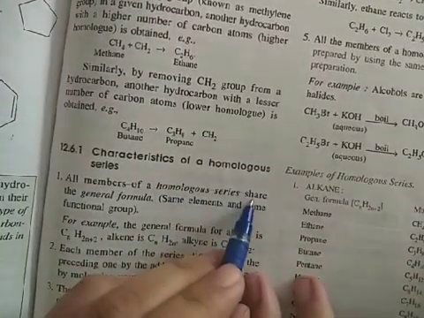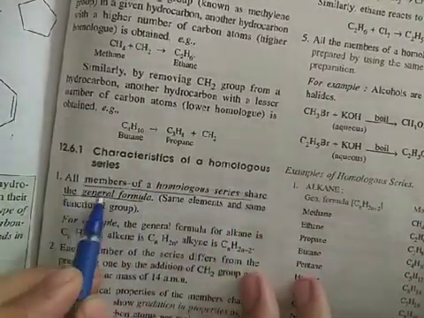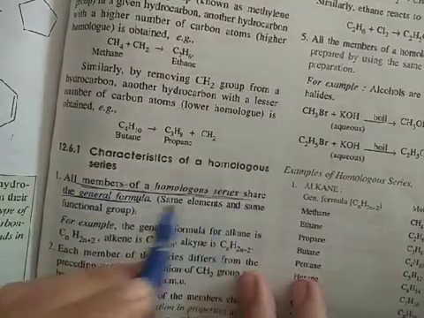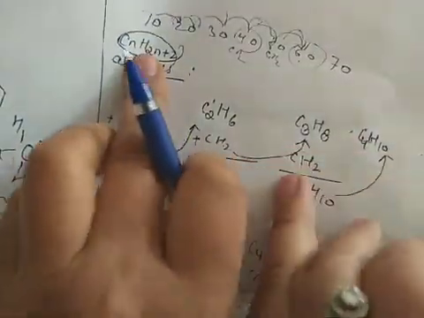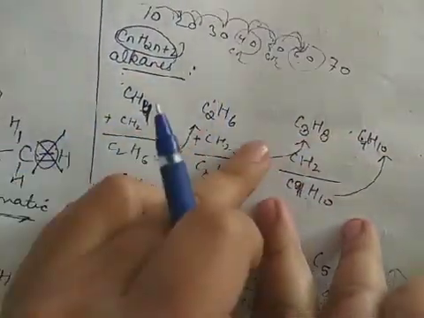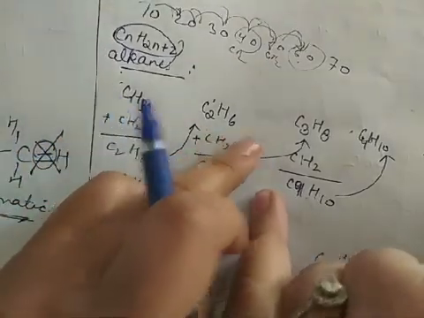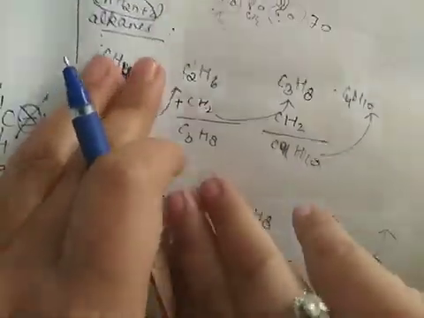All members of a homologous series share the general formula. First of all, they have the same general formula. See, I have shown this general formula. The general formula for alkanes is CnH2n plus 2. So all the series share the same formula. I have applied this formula on all the series. Correct. Similarly for alkenes and alkynes.